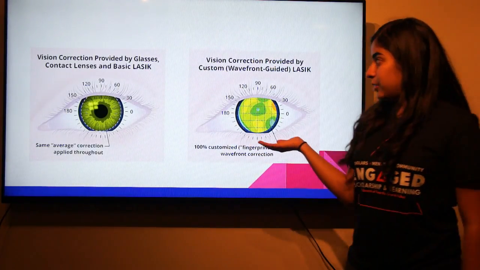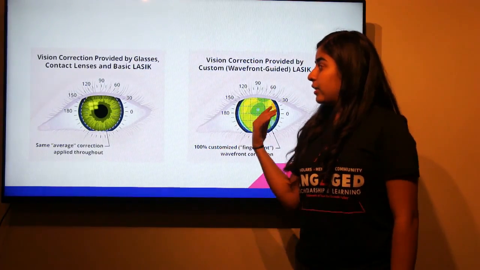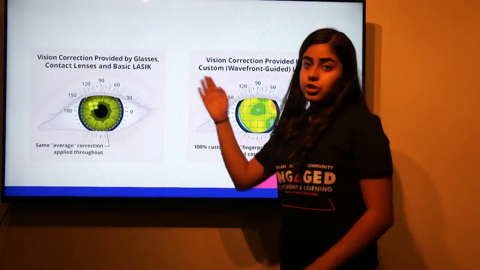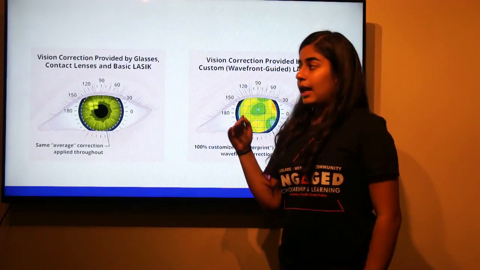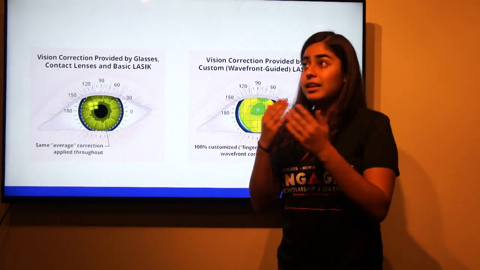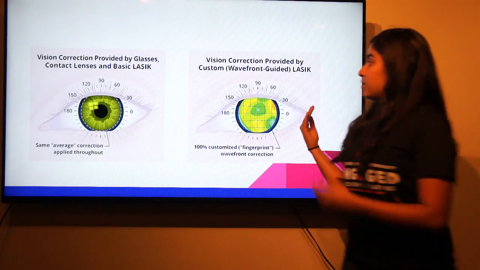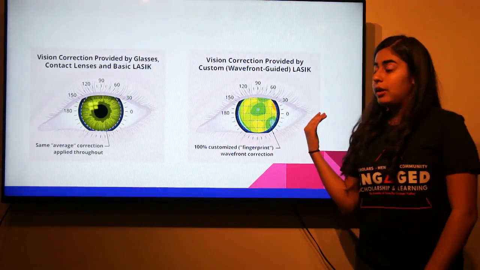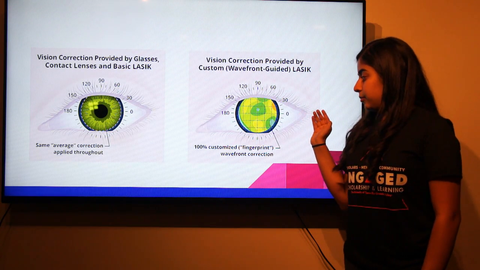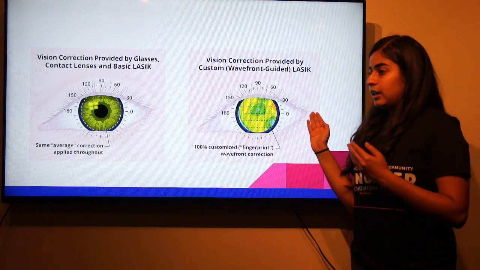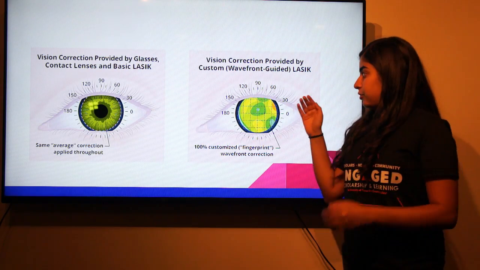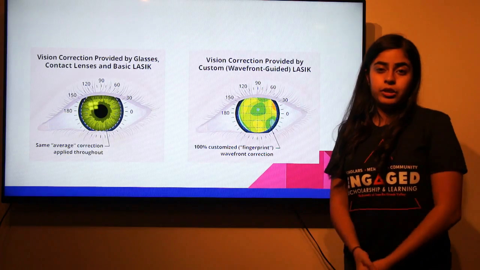So in the diagram, you can see that regular LASIK or glasses or contact lenses try to make the average vision of the eye better, so it tries to make the entire eye get the same effect, whereas with wavefront technology, they target each point of the eye and make sure there's a specific type of treatment for each irregularity in the cornea.